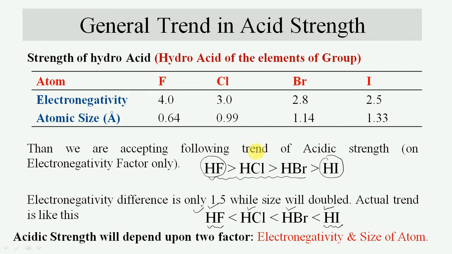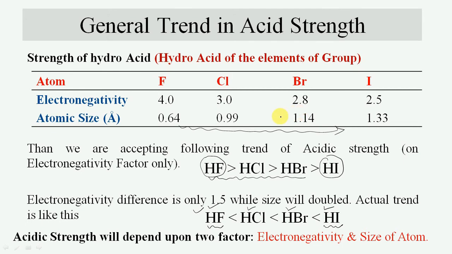In this case, the acidic strength depends upon two factors. The first is electronegativity, and the second is the size of the central atom. As we already discussed, the electronegativity factor does not explain this order. As we move down the group, the atomic size of the central atom increases. The effect of the increase in size is more than the effect of the electronegativity change.